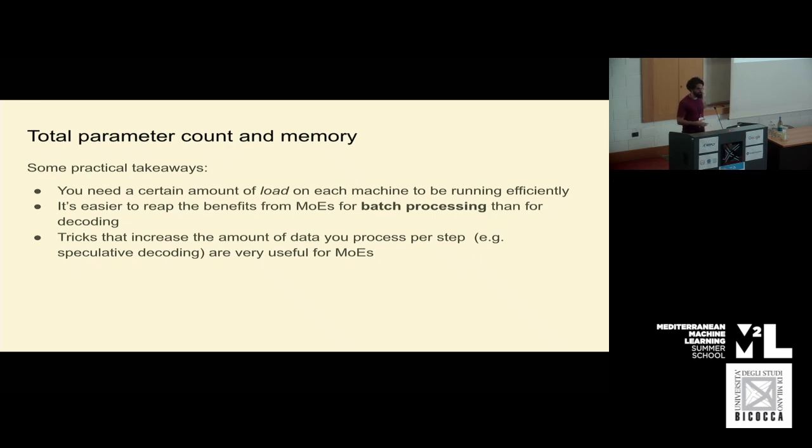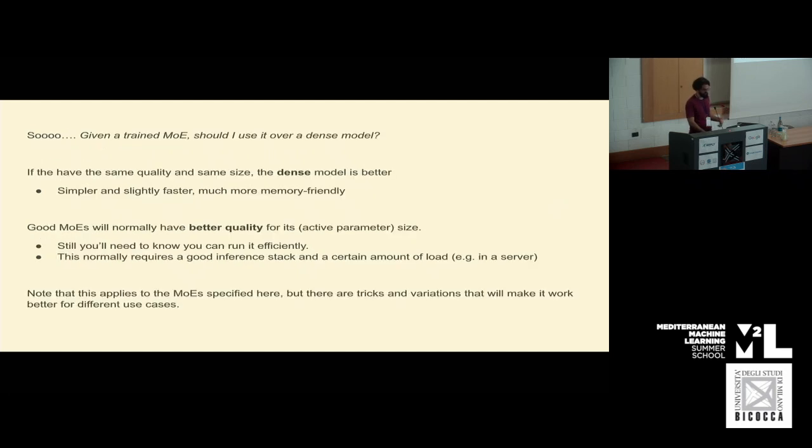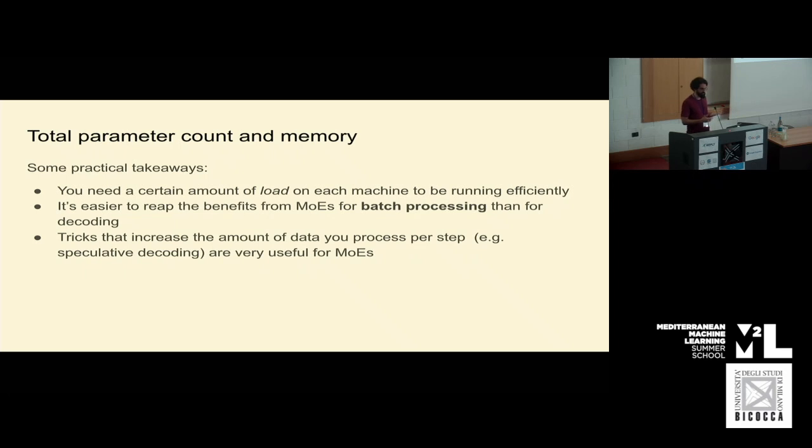It's easier to reap the benefits of MOEs if you're doing batch processing or also pre-fill. So basically, when you're processing a prompt, it's easier to reap the benefits of MOEs. And there are some tricks in the literature for inference where you increase the amount of data that you process per step in order to do fewer steps. These tricks tend to be really useful for MOEs. One example is speculative decoding. Obviously, speculative decoding introduces other issues, so you need to consider everything together, right?